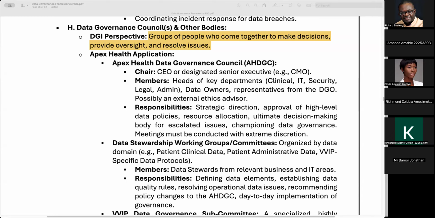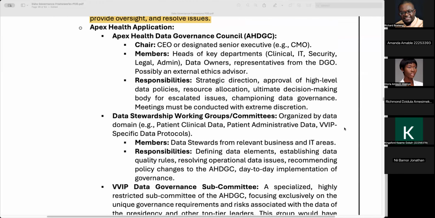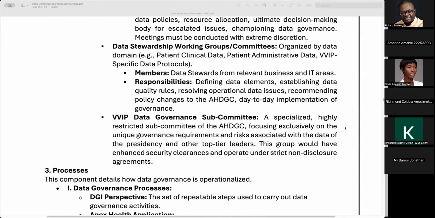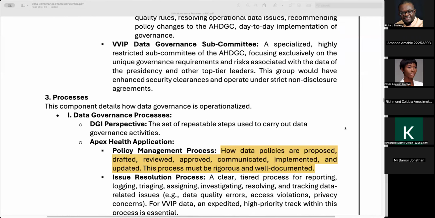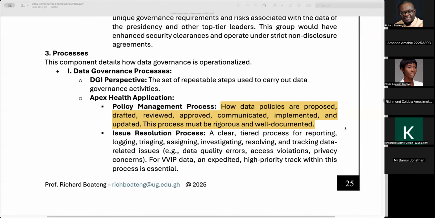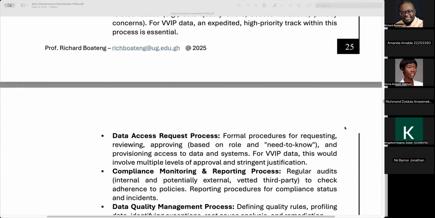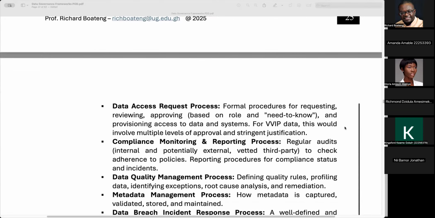Makes sense. And the actual data governance processes themselves, the operational procedures DGI defines. These are the engines that make governance run day to day. DGI emphasizes formalizing these rigorous policy management processes, ensuring policies are documented using standard templates, formally reviewed and approved, effectively communicated to all relevant staff, regularly reviewed, and updated as needed. A tiered issue resolution process, providing clear steps for reporting data issues, quality, access, security, tracking them, escalating them based on severity with a clear fast track for high-priority issues, especially those involving VVIP data, and ensuring they're resolved and documented.